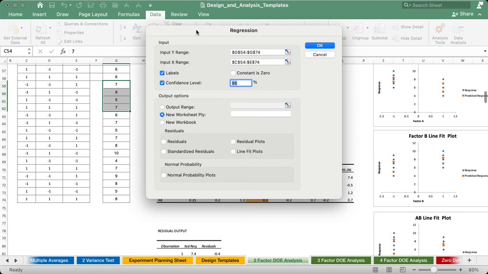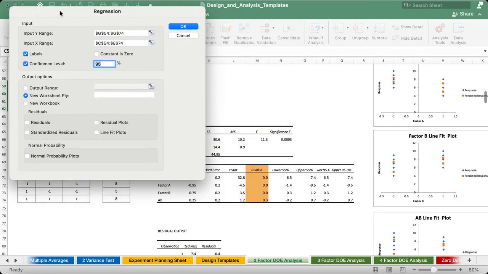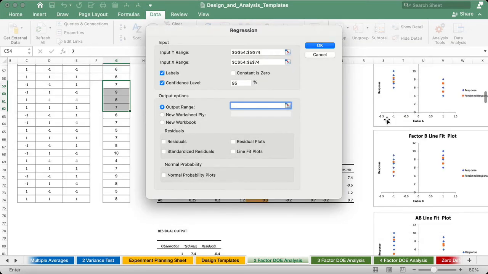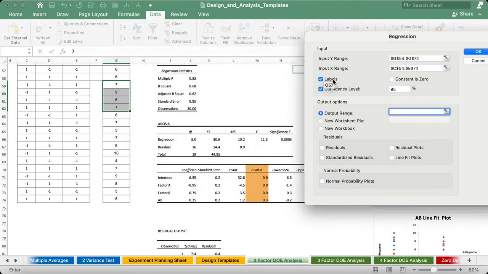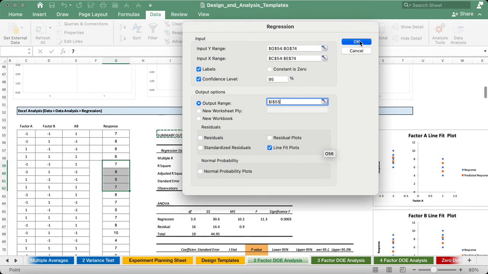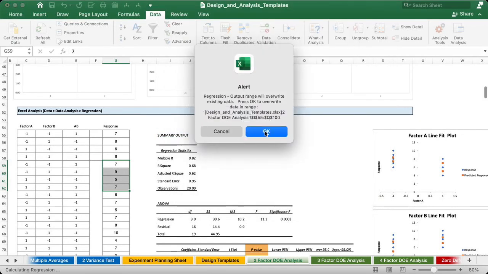And we're also going to tell it where to put this. So let's put it here again, summary output. And we're going to do the line fit plots too. And this is kind of interesting. You can also do residuals and the rest of it. But line fit plots is worth putting in. And hit OK. It's going to say, do I want to overwrite? Say yes.